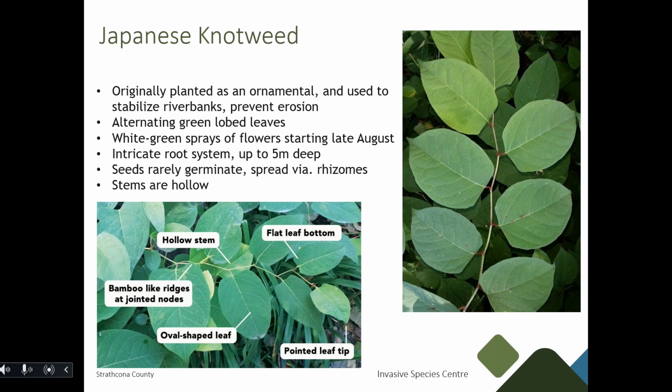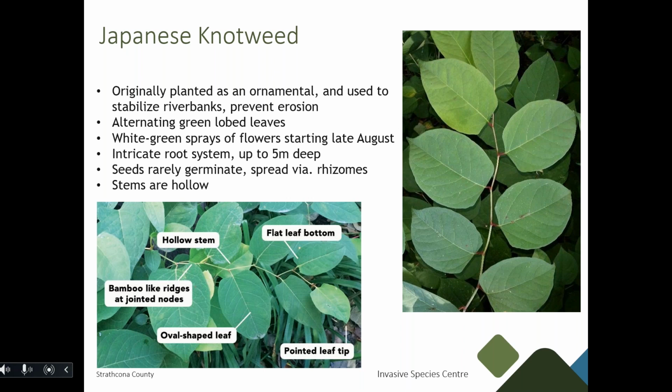you can see on the top right photo there. They alternate along the stem. As well, this species is very well known for its intricate root system. That root system can go up to 5 meters deep, and it gives the plant the rightfully earned nickname of iceberg plant because what you see above the soil is only a fraction of the true size of the plant.